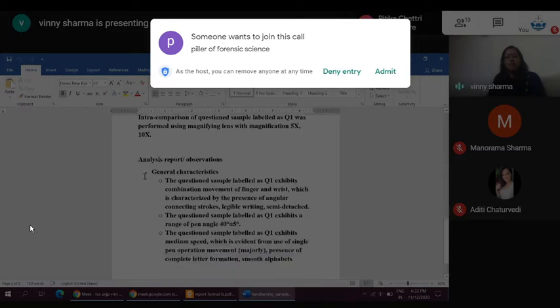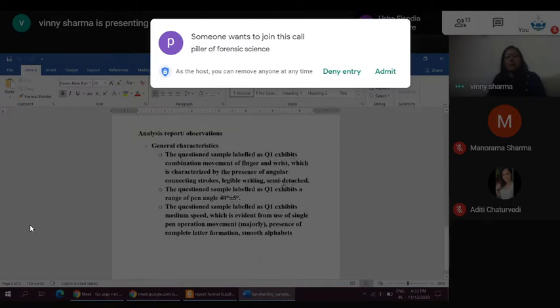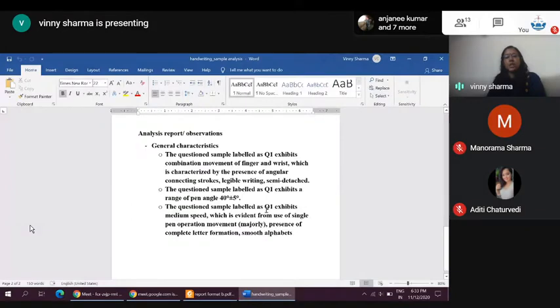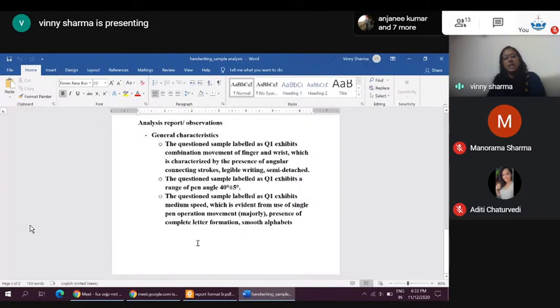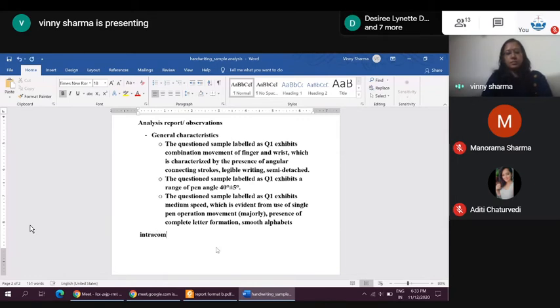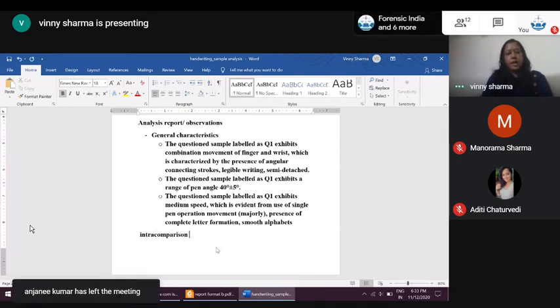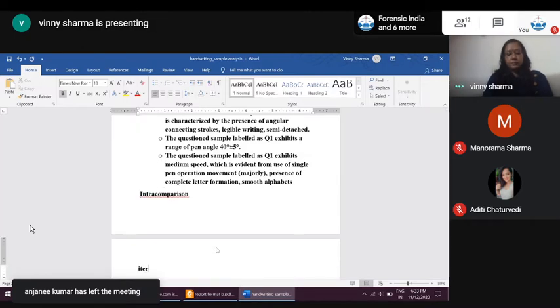Then comes your observations or the report. So you have to categorize it into general class characteristics, and then the individual characteristics, and then the comparison part will come. So it's better to first categorize them, and when you are categorizing, first categorize them. I'm just going to be using the keyboard now. Okay, categorize them for intra comparison and then inter comparison.